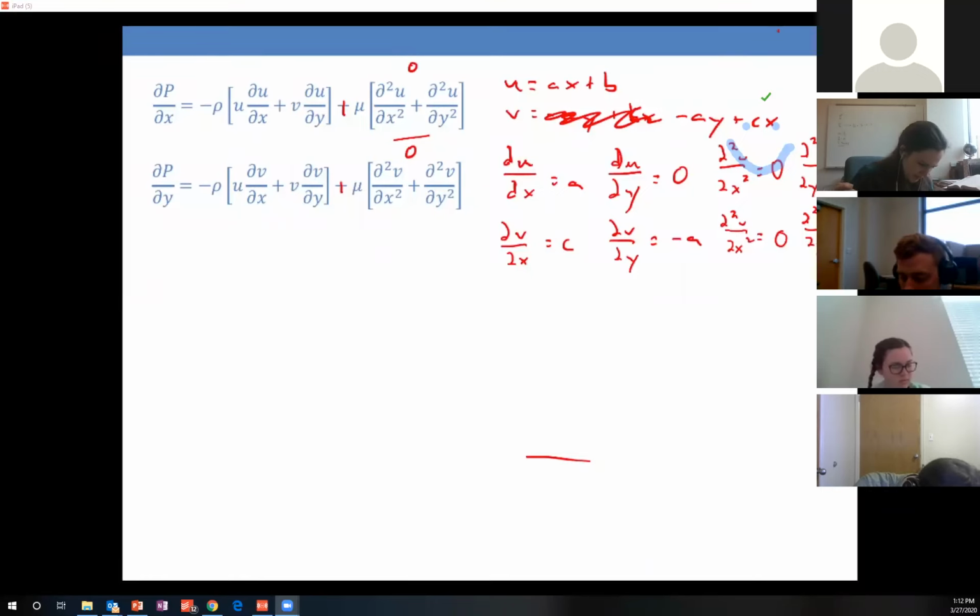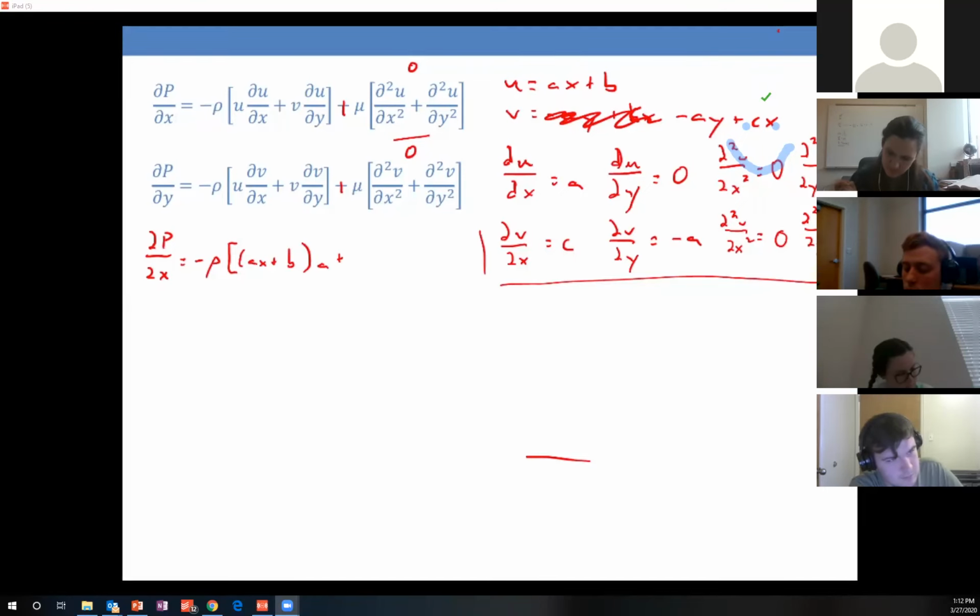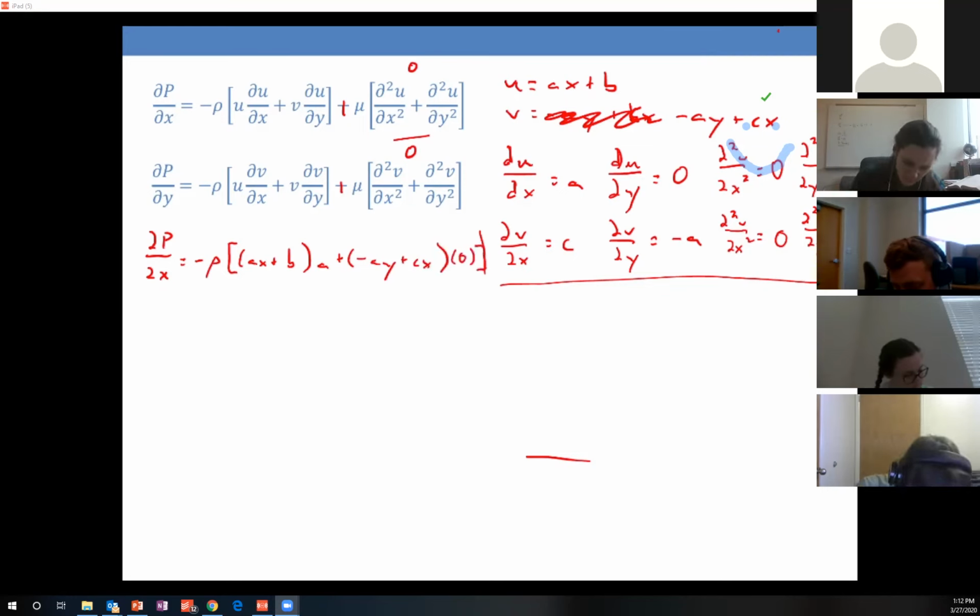Okay, and we end up with dp dx is equal to negative rho times ax plus b times du dx, which is a, plus negative ay plus cx times 0, like so. Negative rho times a squared x plus ab.